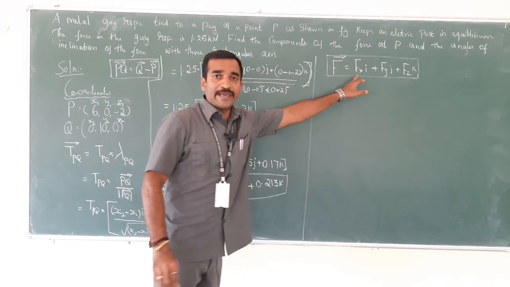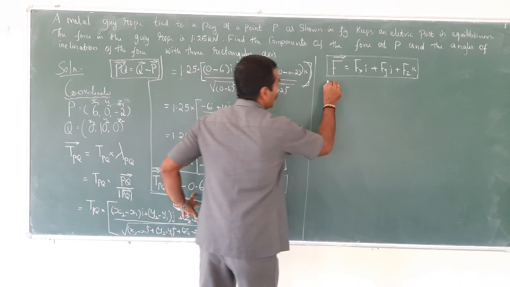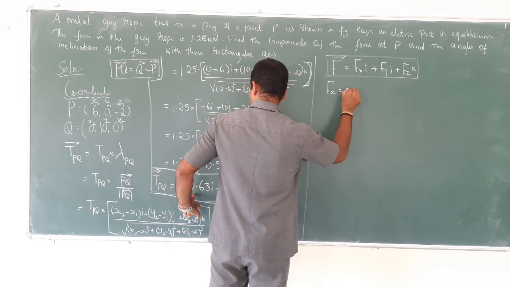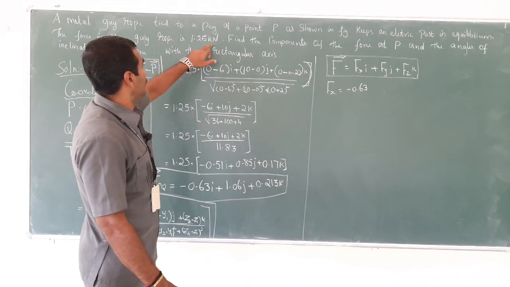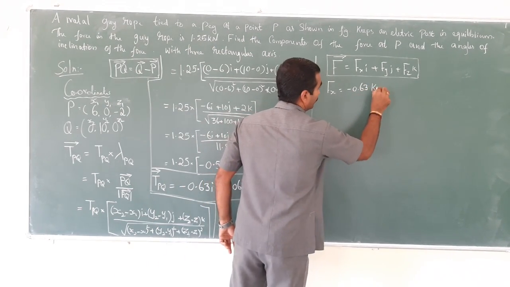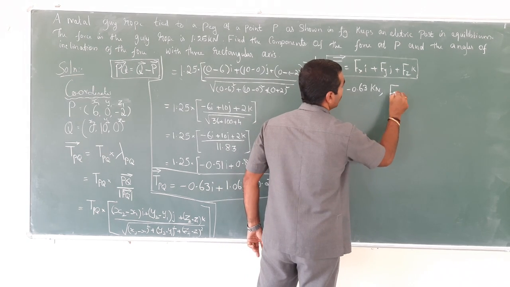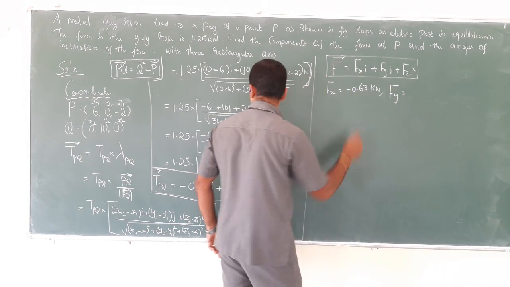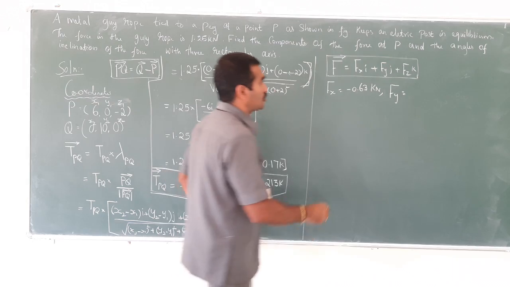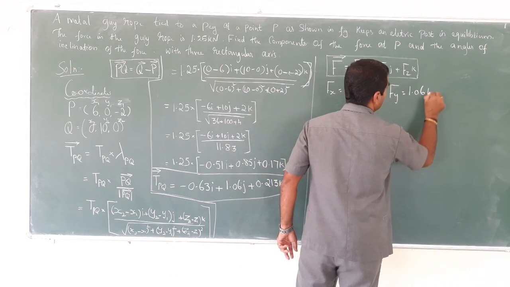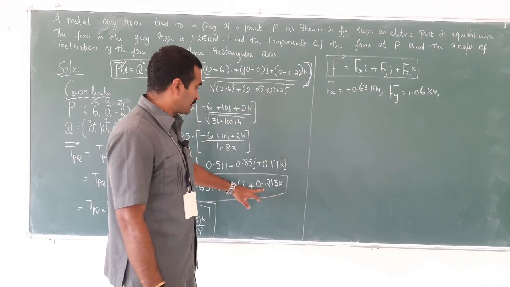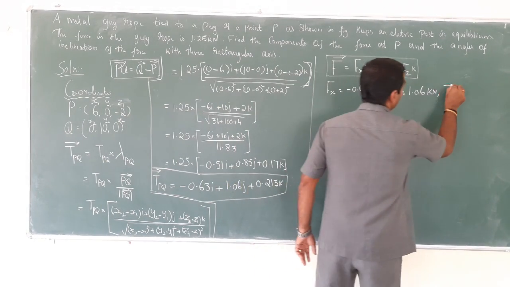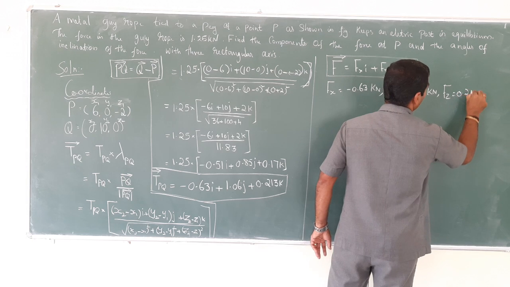In place of F_x, what is there? 0.63. So F_x is equal to minus 0.63. What is the unit here? It is mentioned as kilonewton. So this is kilonewton. F_y, the value here, the j component, is 1.06 kilonewton. Then what about F_z? F_z is 0.213 kilonewton. Is it clear?